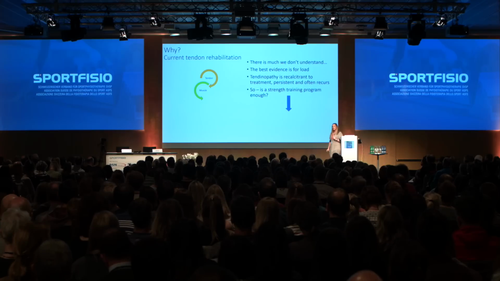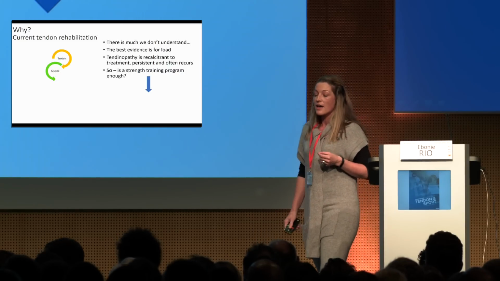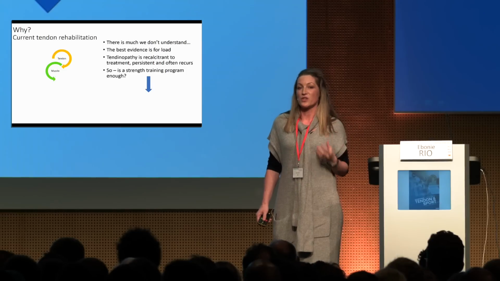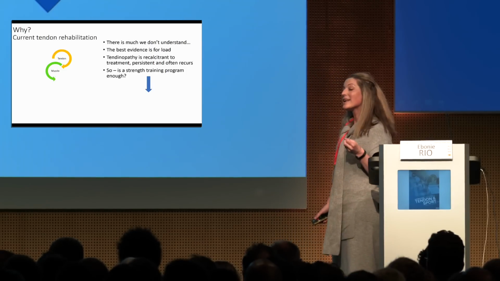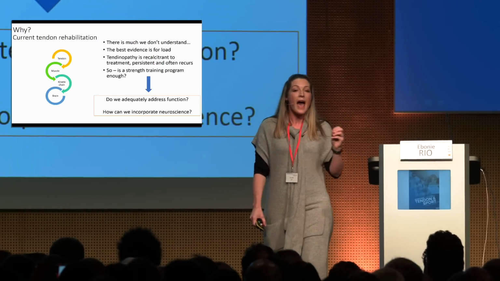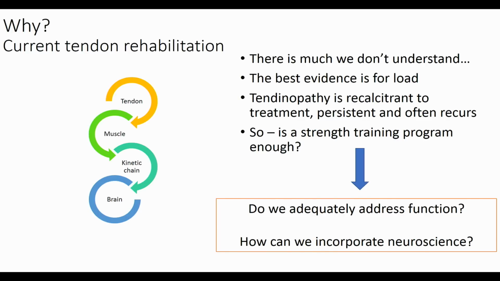Why might this be important? And Jill has spoken about some of the pitfalls with current rehabilitation, but just to run you through what they are, the best evidence is for load, but as Jill said, it doesn't necessarily retrain our energy storage or the capacity that person needs. So we need to ask, is a strength training program enough? Do we adequately address function? You'll hear that a lot from us today, and that's on purpose. We're trying to really change the way you think about function. And what I'm interested in is how can we incorporate neuroscience to better address all of the deficits from tendon, muscle, kinetic chain, and brain.